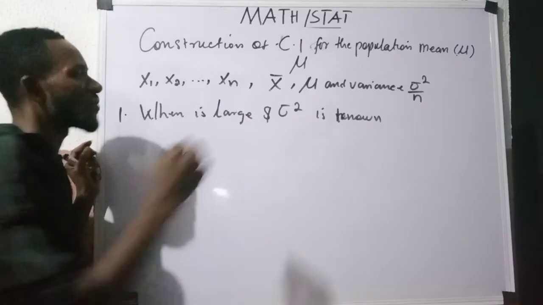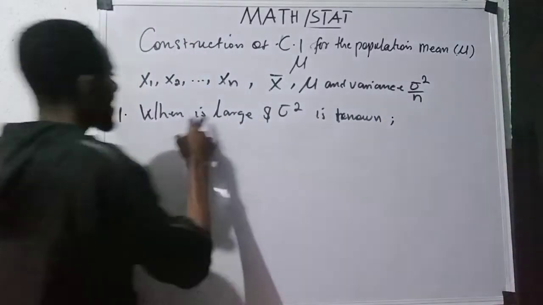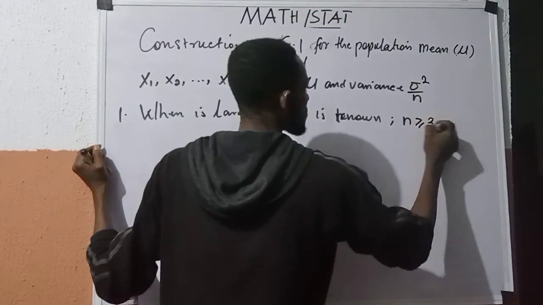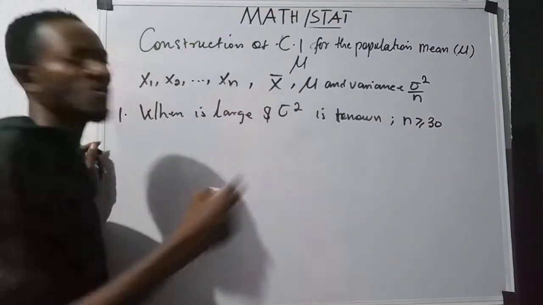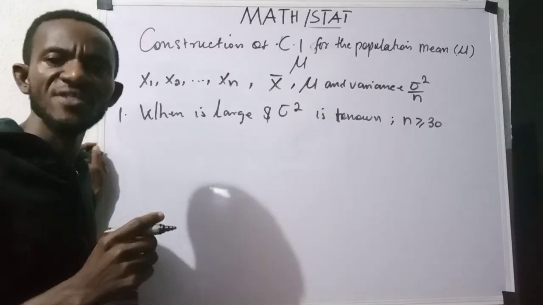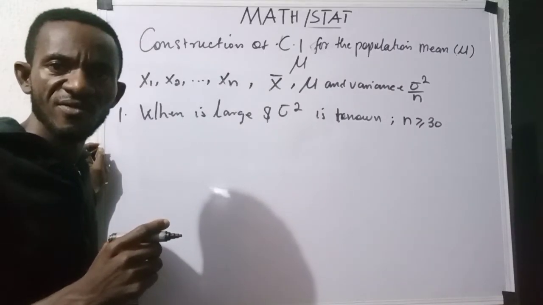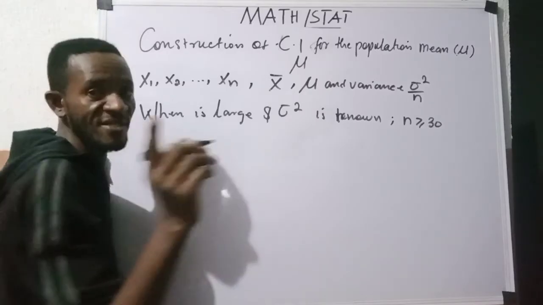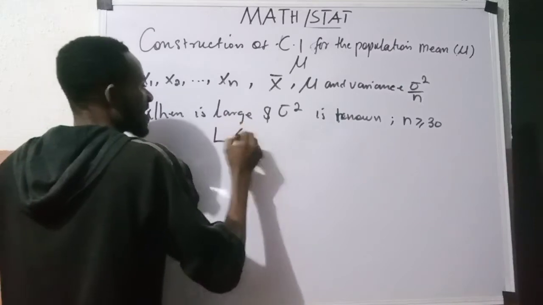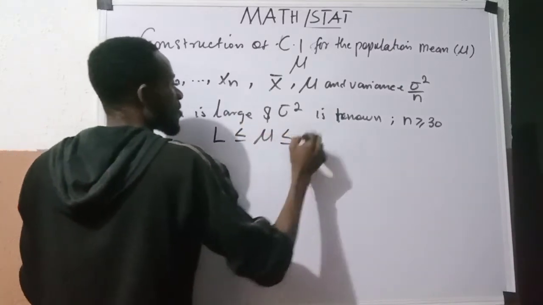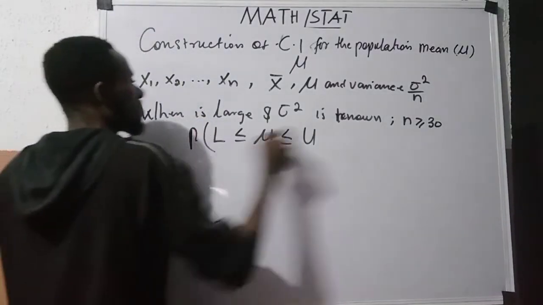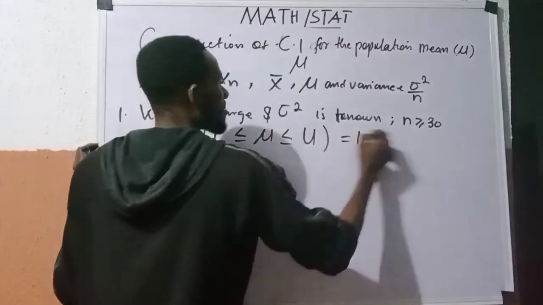Of course, when we talk about n being large, we are saying our n is greater than or equal to 30. That is, the number of observations is greater than or equal to 30. And do remember that our interest is that we want to find L less than or equal to mu, less than or equal to U, with probability 1 minus alpha.